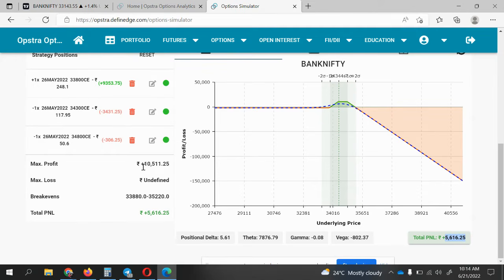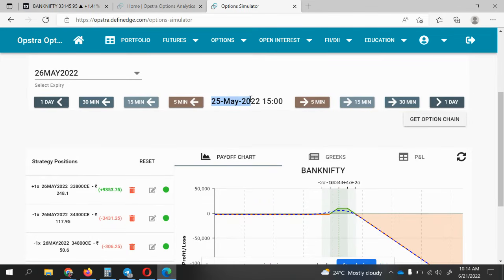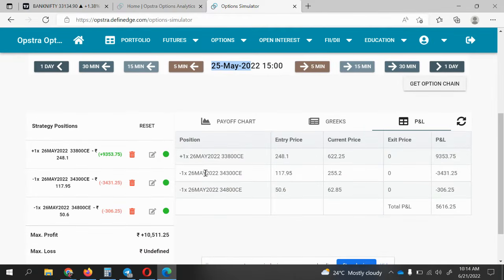But aggressive traders, they got only 50% of the profit, so they will look out for more profit. So what they can do is, we are on 25th of May, okay, we are on 25th, and 26th is the expiry day. So what you can do is go to profit and loss. So see, friends, just follow the steps I'm doing.